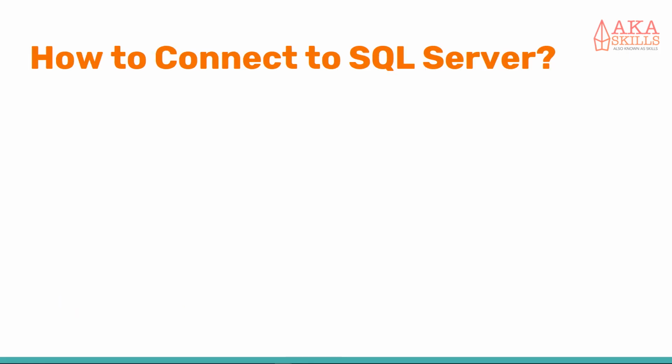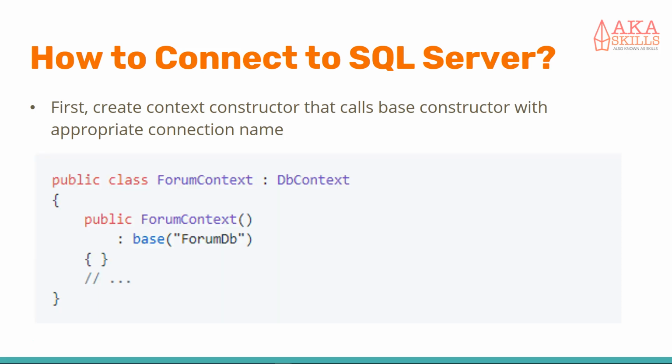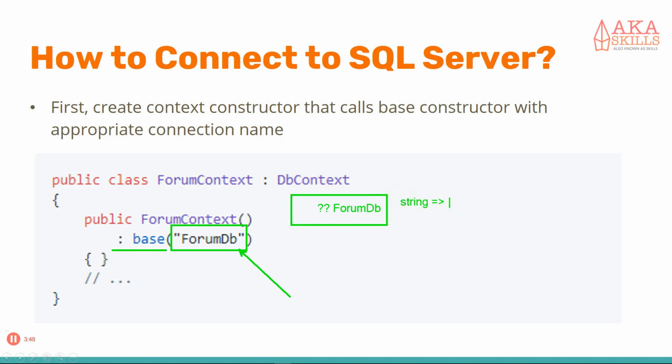Now, how to connect to some SQL Server? First you need to create a context constructor that goes before the constructor with the appropriate connection name. And here is how we can do it. We are saying public class ForumContext, which inherits DbContext. Here I'm creating a constructor and I'm saying that this will inherit base from that. Now, what is ForumDB? ForumDB is basically a string which shows what our connection string name is. So this string here is actually the connection string name.